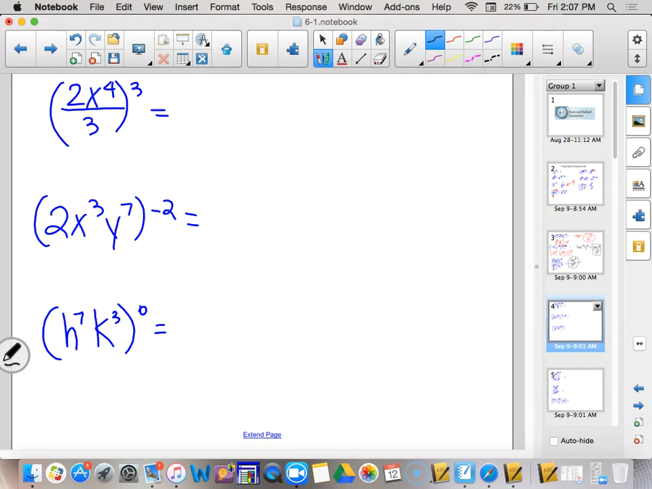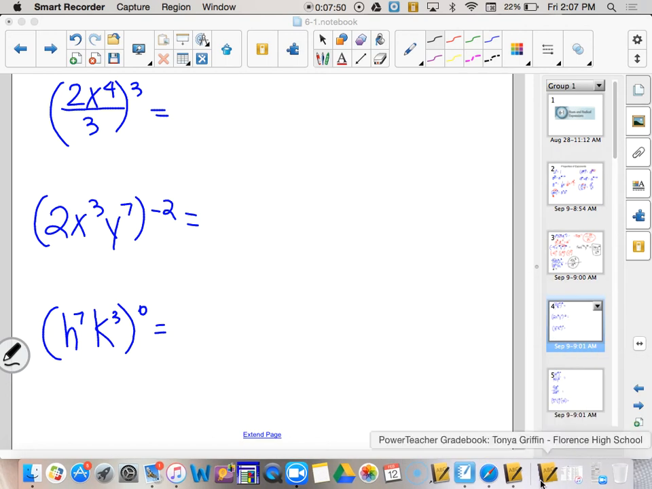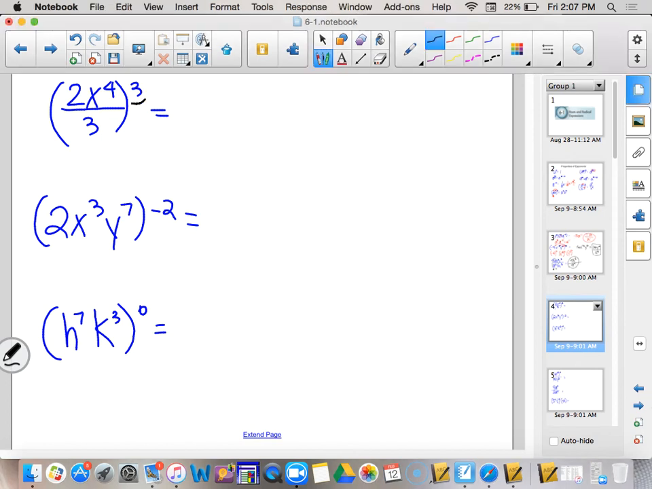Okay, 2x to the 4th divided by 3, raised to the 3rd. So what am I going to do with my 3? I'm going to take it and I'm going to move it here, here, and here. Don't forget, you got to do it on bottom too. So I have 2 to the 3rd times x to the 4th to the 3rd divided by 3 to the 3rd. Has to go everywhere.